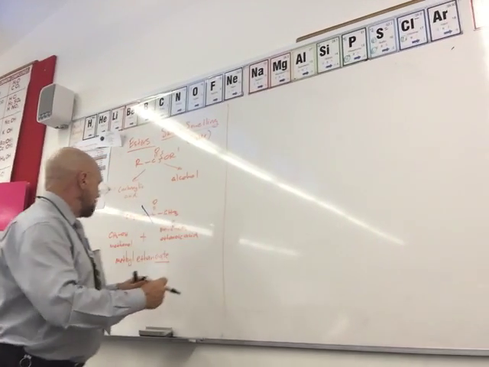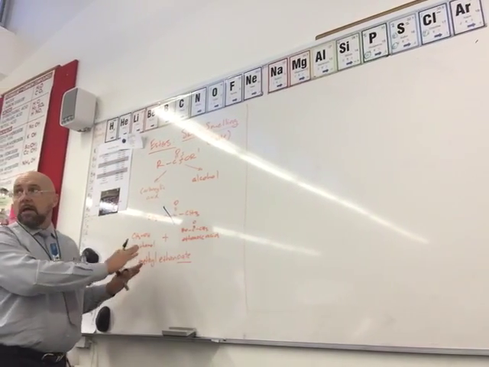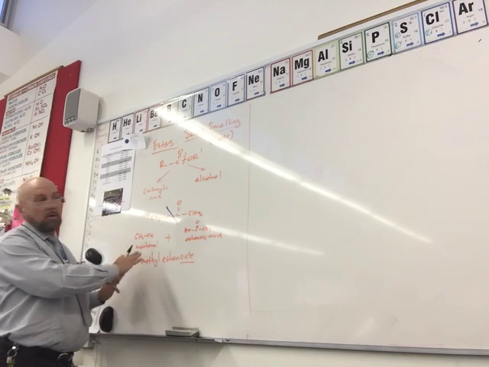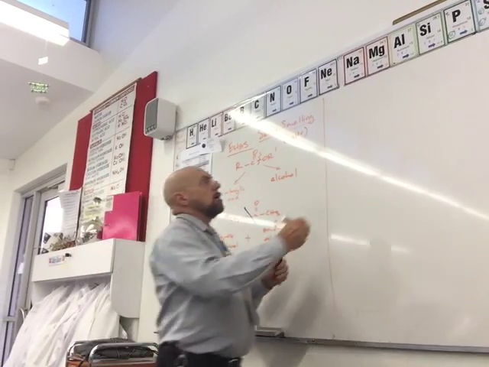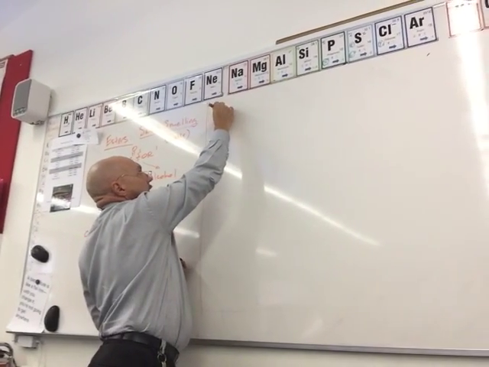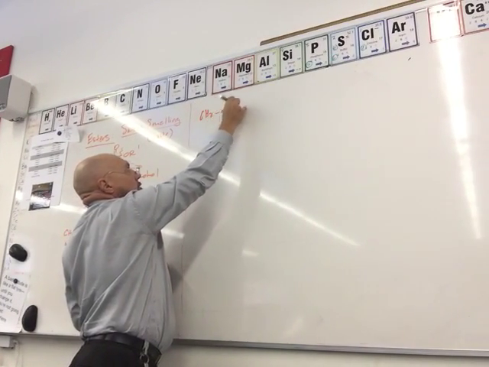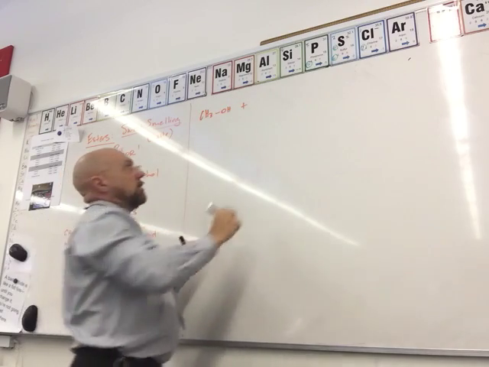So if I was going to produce methyl ethanoate, I'll write them up on the board in a minute. If I was going to produce methyl ethanoate, I'm going to start off with, obviously, methanol, and I'm going to start off with the ethanoic acid.